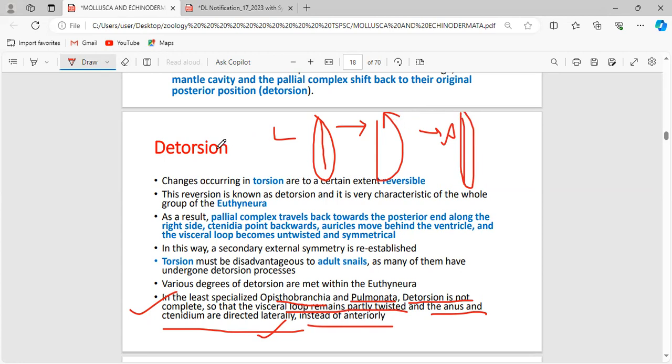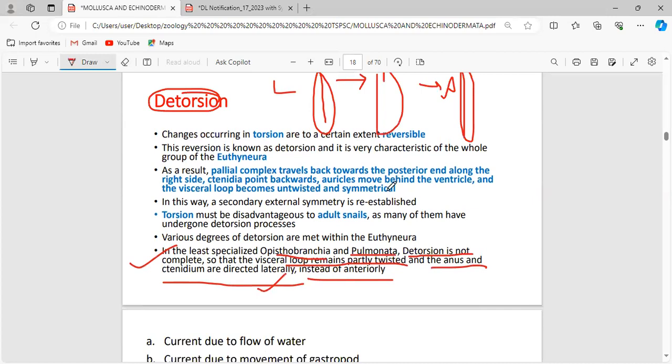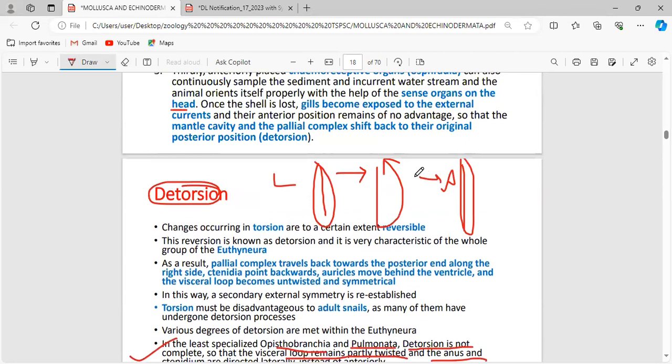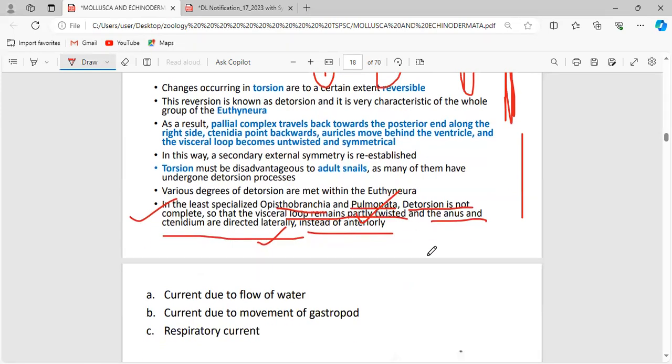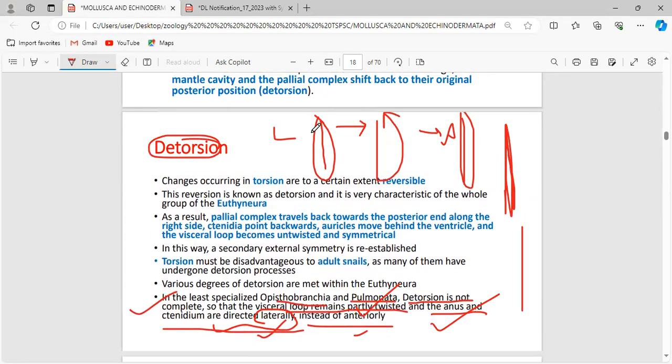When they undergo a detorsion process, it is not necessary that all the structures will again attain the straight line. That may or may not be possible, but it is not compulsory that the digestive tract has to be in the same place. It can be partly twisted, and the anus and ctenidium directed laterally instead of anteriorly. But just understand that the reverse process of torsion is called detorsion.